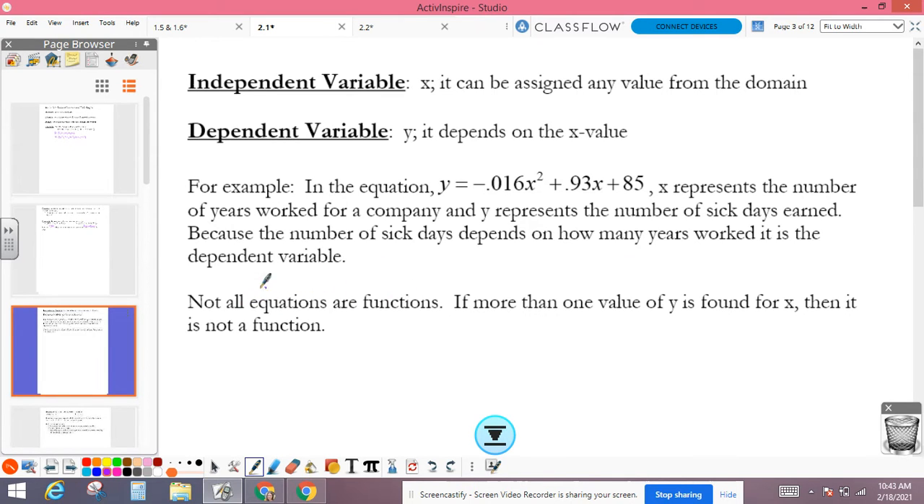All right, so we can have equations that are not functions. So if more than one y value is found for an x, then it's not a function. And that's not going to happen with things that you're used to seeing, but it can happen with some situations, which we'll discuss. But if I asked the computer in the office to spit out kids with a particular birthday, that would not be a function because there could be more than one kid that comes out of the computer when I enter a birth date, because there's more than one person born on any given day.